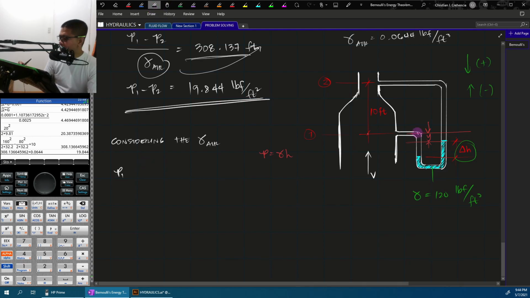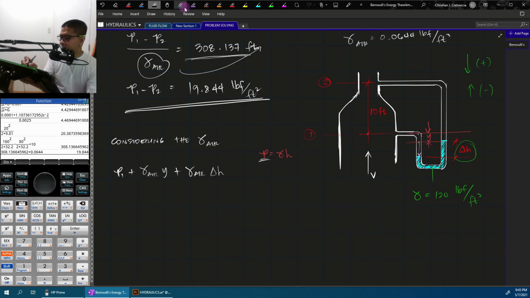Since we go down from this point to this level, our pressure increases by the product of the unit weight of air times the height Y, which is unknown. Then from this point going down to the liquid surface, our pressure increases again, so we add the unit weight of air times delta H, which is unknown. Okay? And then, we are now at this point.